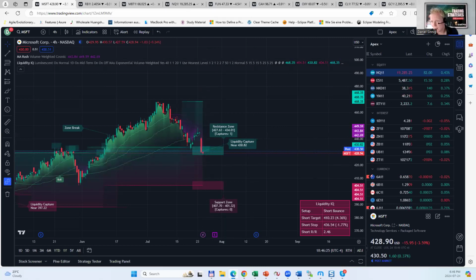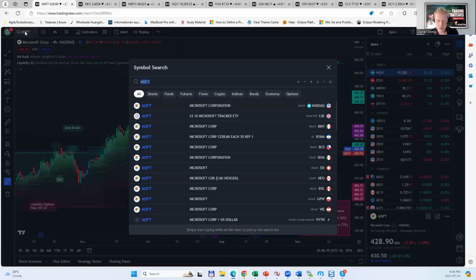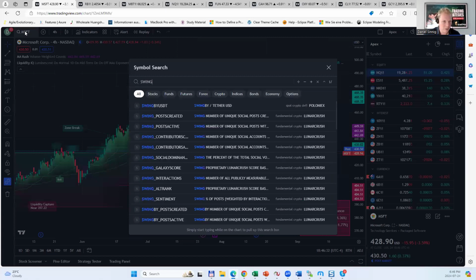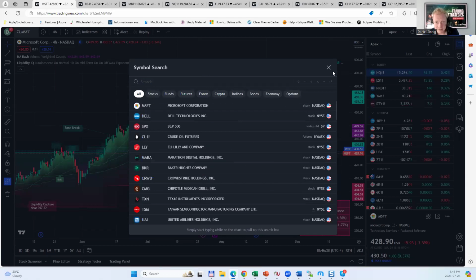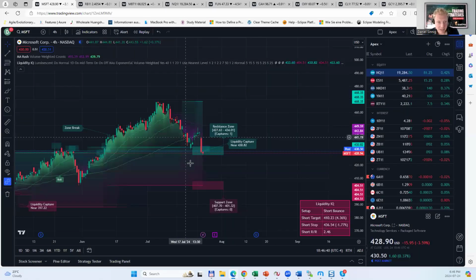All right, William, another one. Swing. Is this a symbol? Let me see. No, I'm not sure what you mean by that. But yeah, so that are these two symbols which were requested. But let me go to one of my symbols.